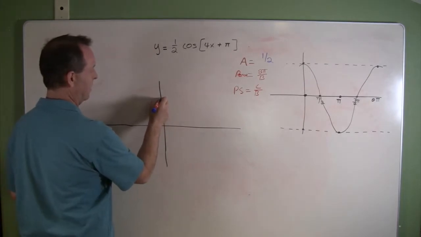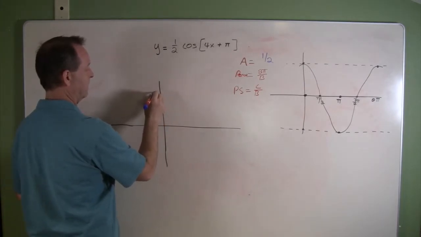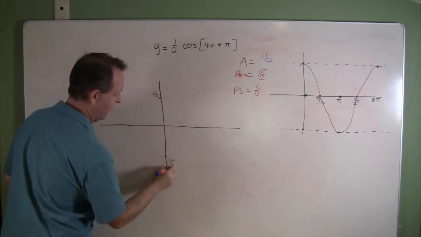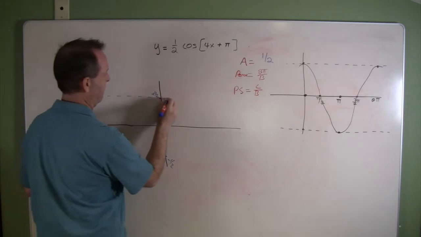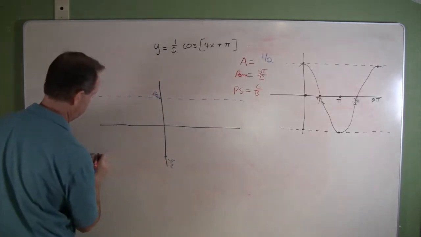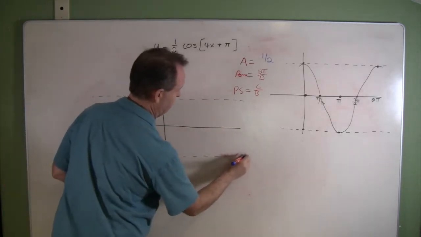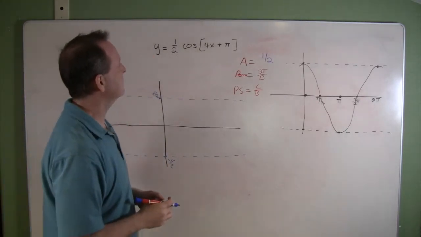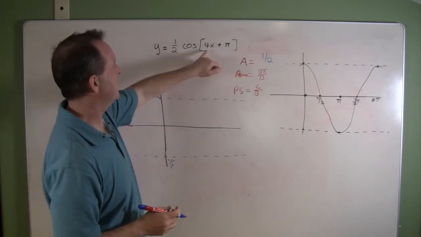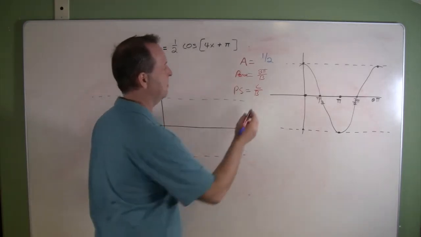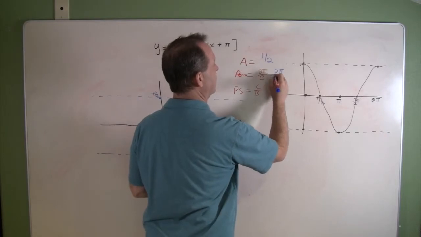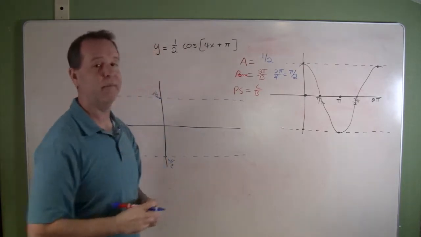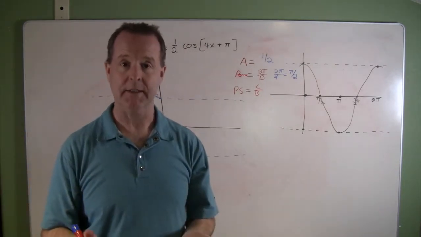So I can go ahead and mark off 1/2 positive and 1/2 negative. So I know my cosine function lives within that particular range. Its period is 2 pi divided by this value of b. So 2 pi divided by b gives me pi halves. So I have a period of pi halves.